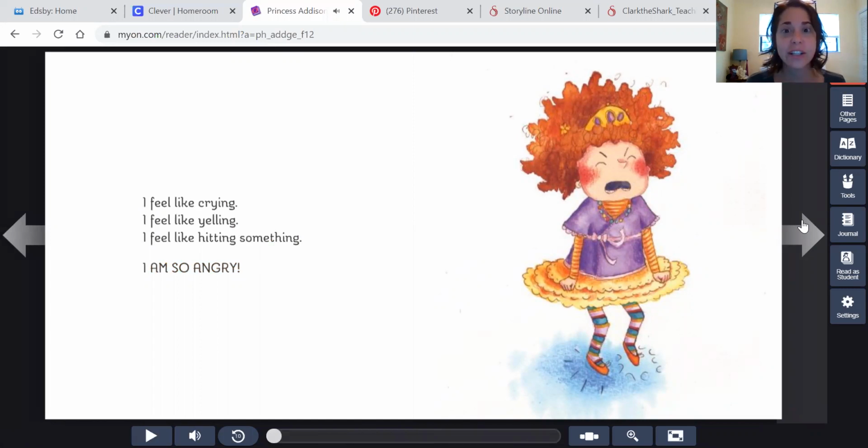I think it connects to the story of text-to-text connection. Anybody thinking of a story? I remember. Let me try to figure out. This person got really angry, just like Addison over here, really, really angry.